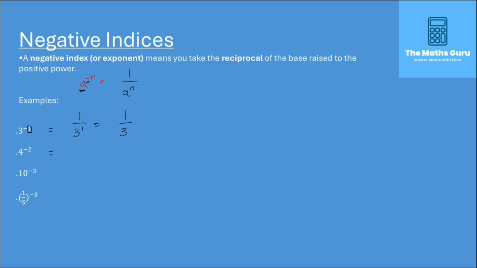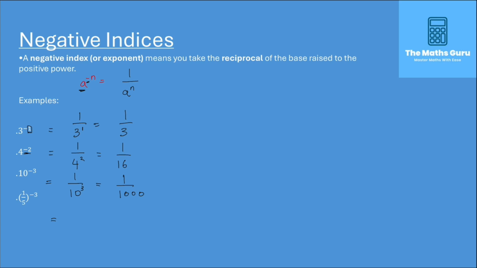Looking at this, we have 4 to the negative 2. The negative 2 is going to cause us to put 1 over 4 squared, which is going to be equal to 1 over 16. Now looking at number 3, we have 10 to the negative 3. The minus 3 is going to lead us to put 1 over 10 and remove the negative power but keep the original number. This is going to be 1 over 1000.